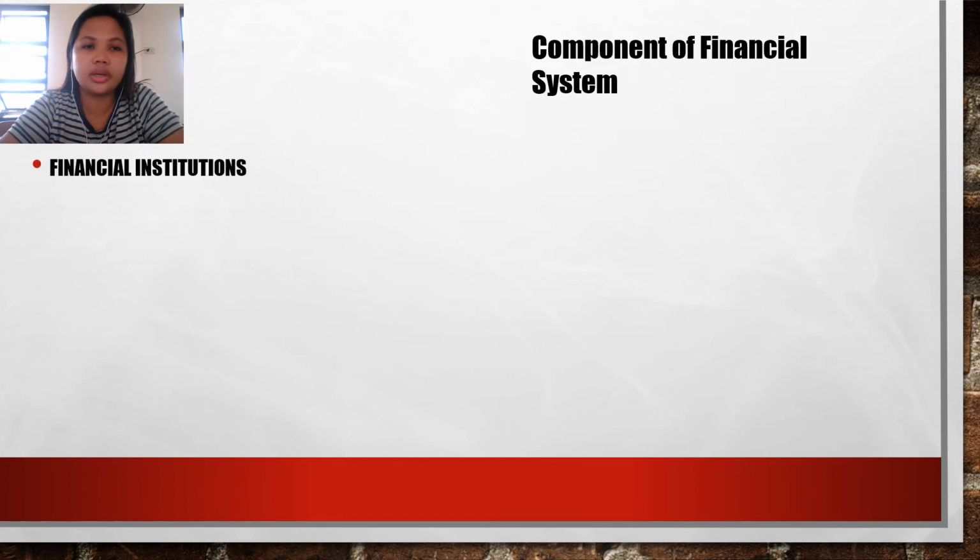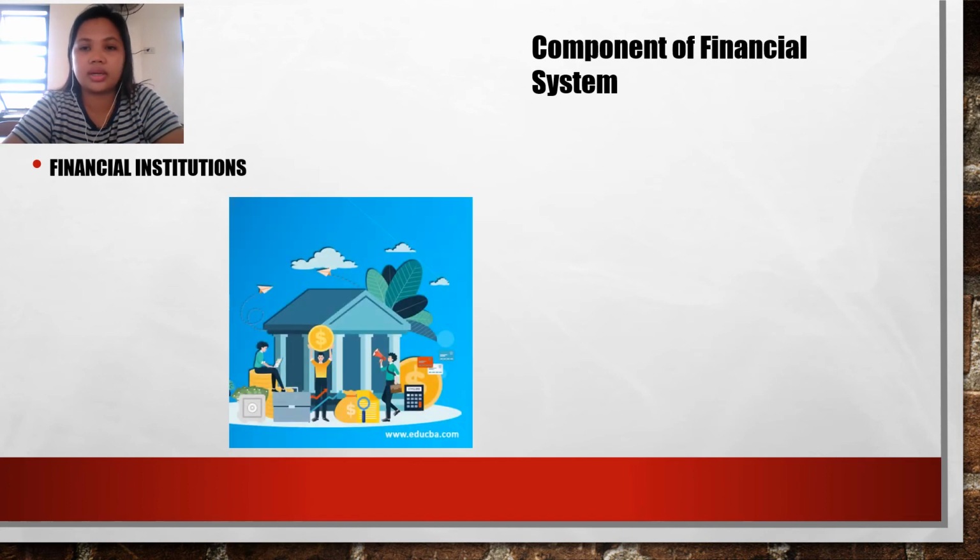The first component is the financial institutions. They act as an intermediary between lenders and borrowers when providing financial services. This includes the central, retail, or commercial bank. Next are the insurance company, the investment company, and the brokerage firm.